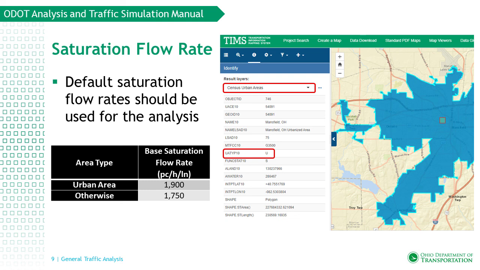For urban areas, the default saturation flow rate is 1,900 passenger cars per hour per lane, while for all other areas, the default saturation flow rate is 1,750 passenger cars per hour per lane. Urban areas are defined using the Census Urban Areas Boundary Layer in the Transportation Information Mapping System, commonly called TIMS. An attribute for the UA type 10 of U indicates an urban area.